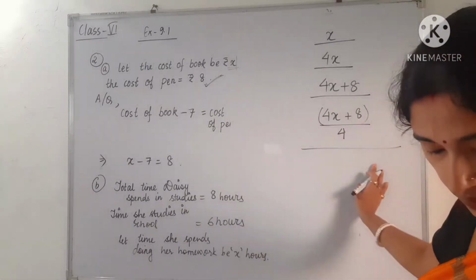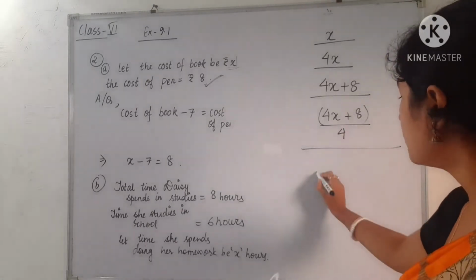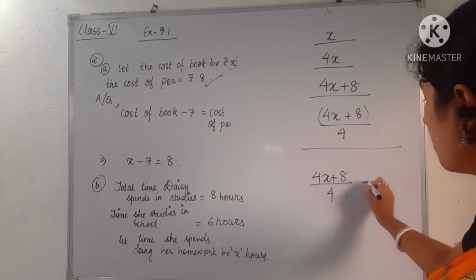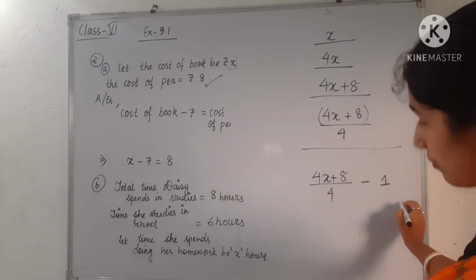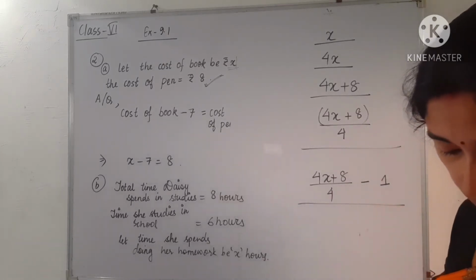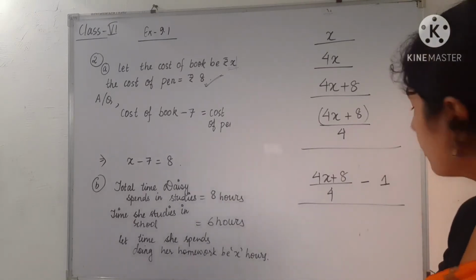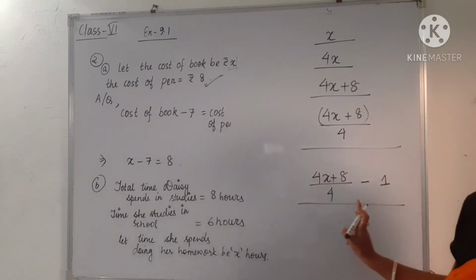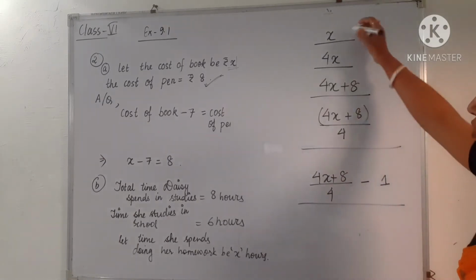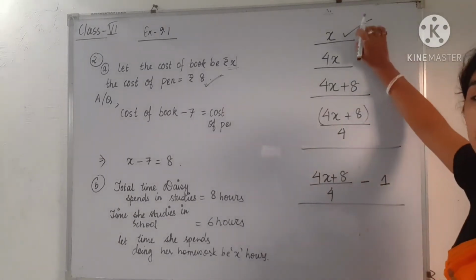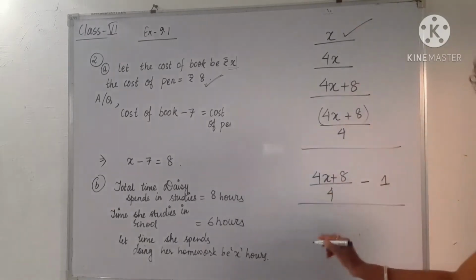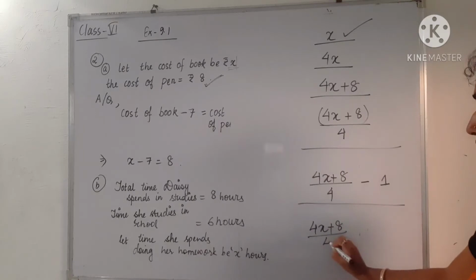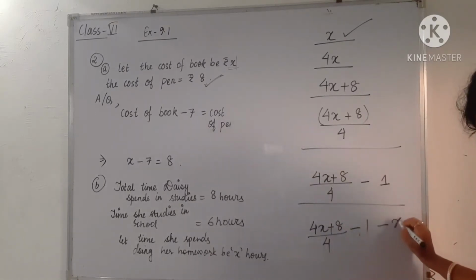Next is subtract 1. That means 4x plus 8 whole divided by 4 minus 1. This one will be the next blank. And the last, subtract the original number. So from this number, you have to subtract the original number. What was our original number? Original number was x. So you have to write this one, and then you have to write minus x.